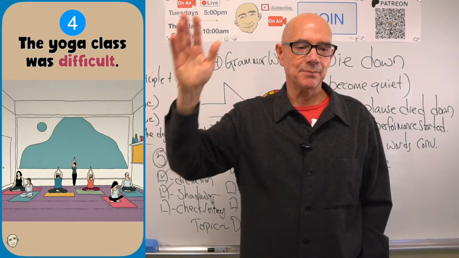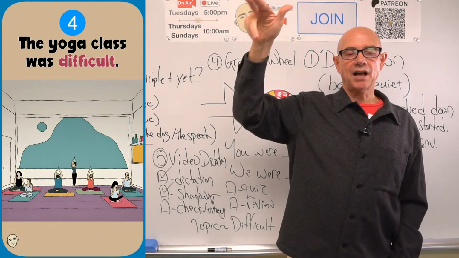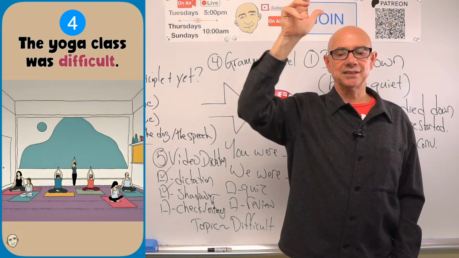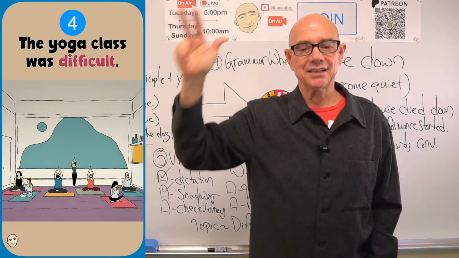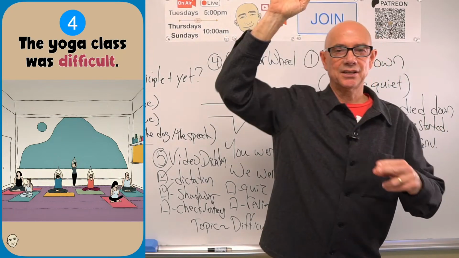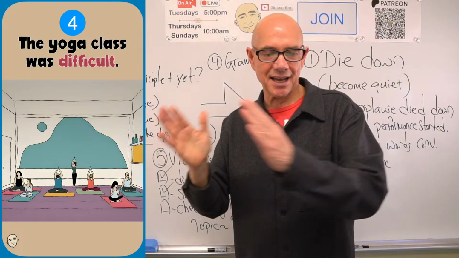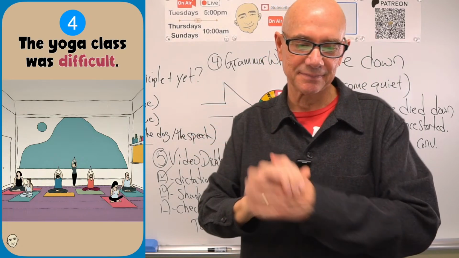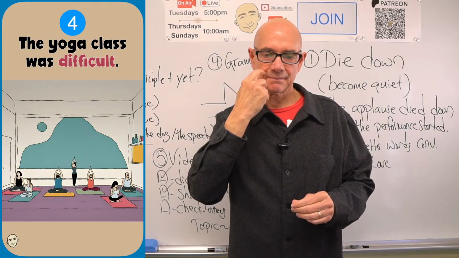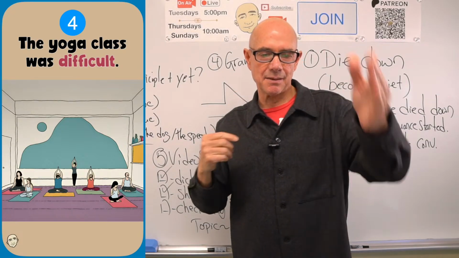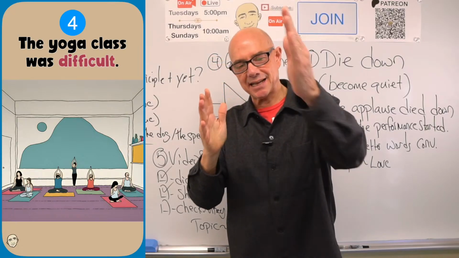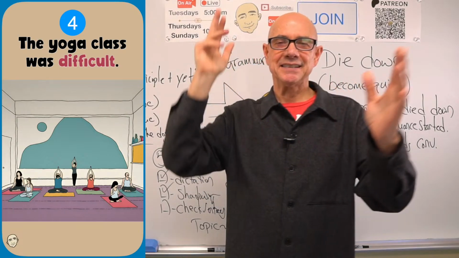All right, number 4. The yoga class was difficult. The yoga class was difficult. If you got it right, shoot some hearts. Let us know you got it. Diva, okay, nice. Isabel, Helga, very good. Ava, good. You guys are doing fantastically. You're doing fantastically.